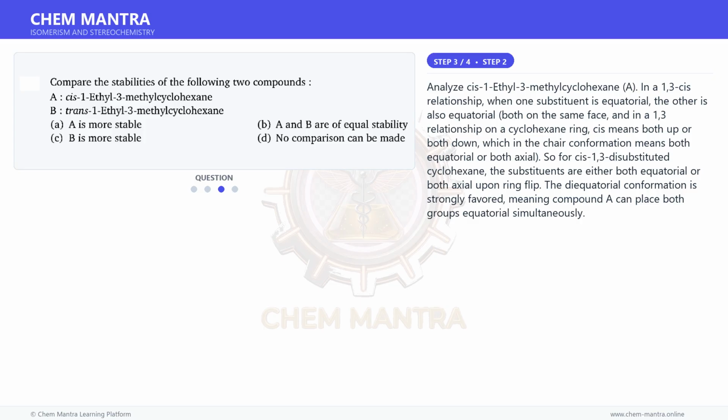cis-1-ethyl-3-methylcyclohexane A. In a 1,3 cis relationship, when one substituent is equatorial, the other is also equatorial, both on the same face, and in a 1,3 relationship on a cyclohexane ring, cis means both up or both down, which in the chair conformation means both equatorial or both axial. So for cis 1,3 disubstituted cyclohexane, the substituents are either both equatorial or both axial upon ring flip. The diequatorial conformation is strongly favored, meaning compound A can place both groups equatorial simultaneously.